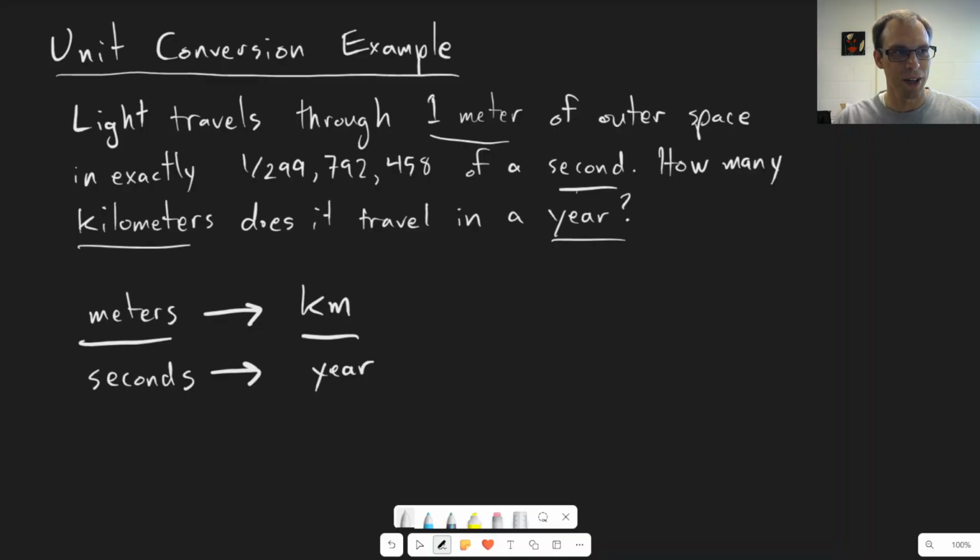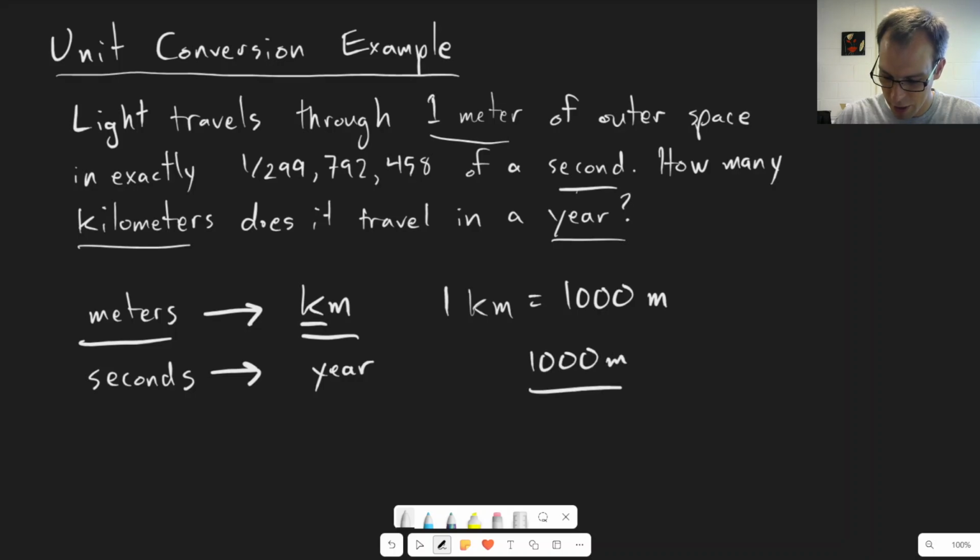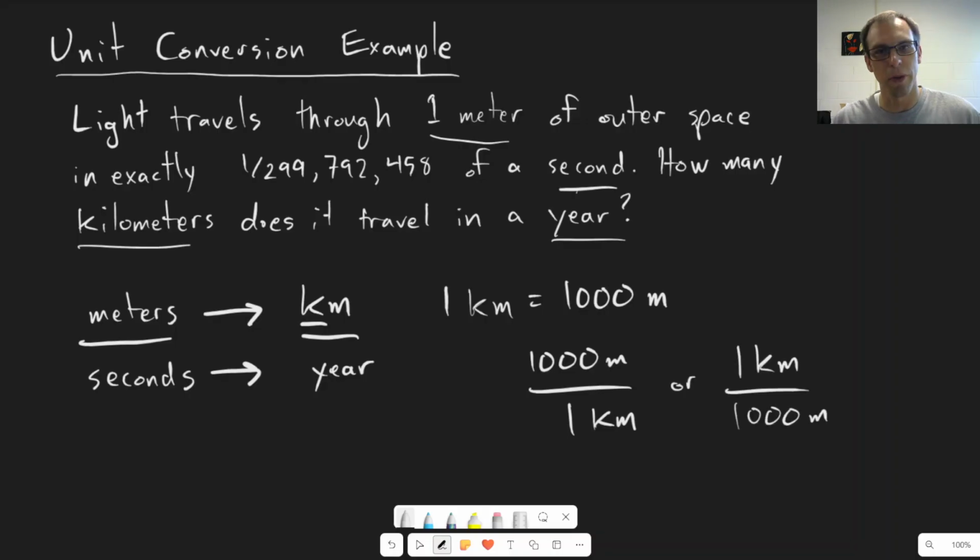Now, if we go back a couple videos or in your textbook, this is where you need to start learning and memorizing these prefixes. The kilo in kilometers means that 1 kilometer, by definition, is equal to exactly 1,000 meters. So this is an exact definition. This means we can set up a unit conversion with 1,000 meters over 1 kilometer, or vice versa, 1 kilometer over 1,000 meters, because they're equal to each other. These are both fractions that are equal to 1. So we'll need to decide which of these to use to do this conversion.